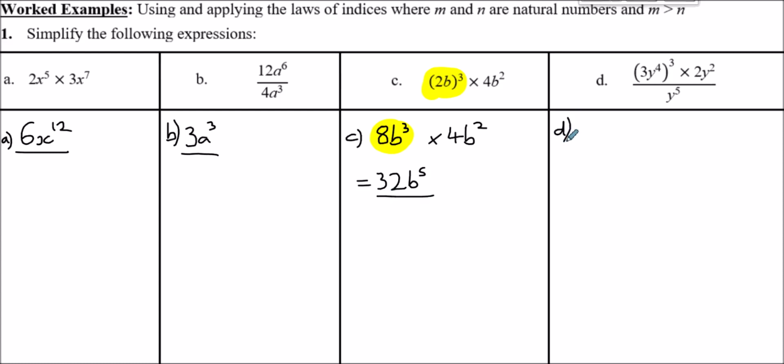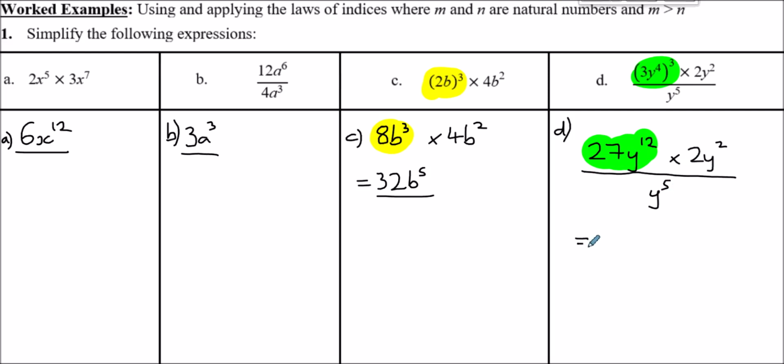Part d, (3y^4) cubed. We're going to just cube all of this on the inside. So 3 cubed is 27. y to the power 4 to the power 3, that's power of a power, so we multiply the exponents. 4 times 3 is y to the power 12. I've left everything else on its own, then times by 2y squared, all over y to the power 5.